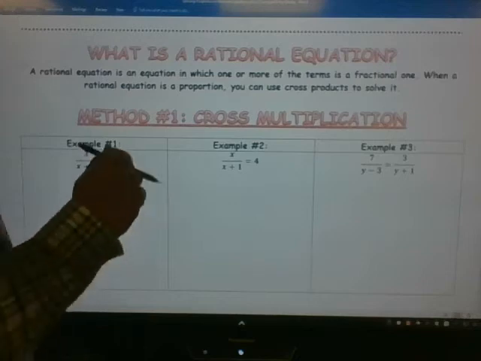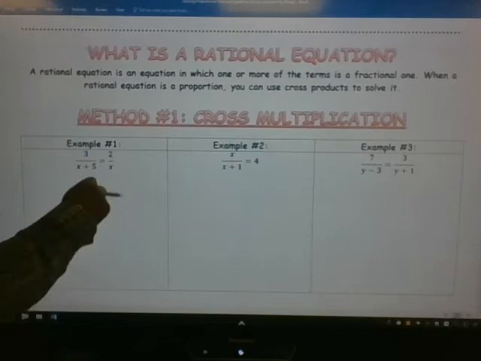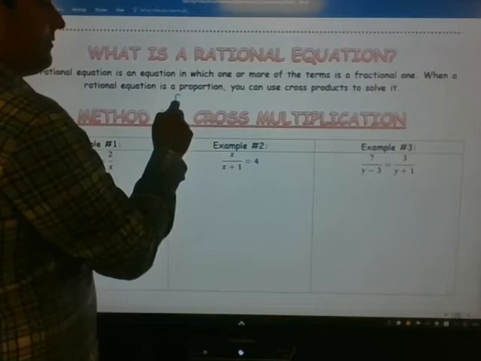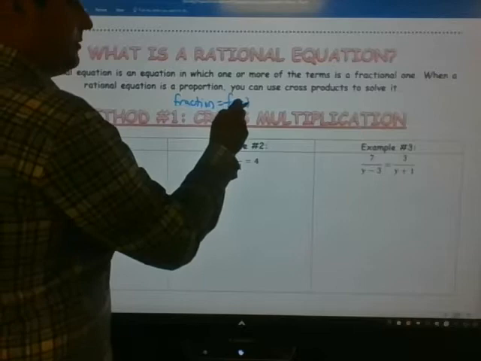Today we're going to look at rational equations and how they deal with our solving equations unit. So first thing, a rational equation is an equation in which one or more of the terms is a fractional one. When a rational equation is a proportion, remember a proportion is a fraction equal to another fraction, we can use cross products.